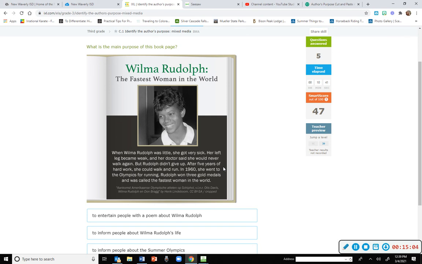Wilma Rudolph, the fastest woman in the world. When Wilma Rudolph was little, she got very sick. Her left leg became weak, and her doctor said she would never walk again. But Rudolph didn't give up. After 5 years of hard work, she could walk and run. In 1960, she went to the Olympics for running. Rudolph won 3 gold medals and was called the fastest woman in the world.